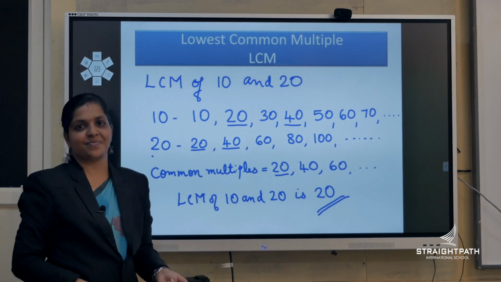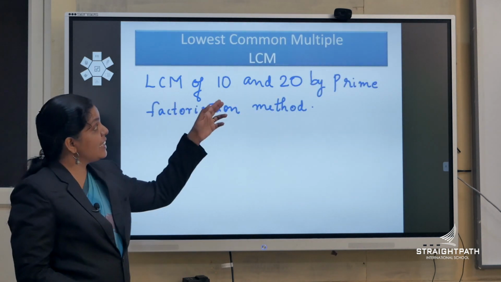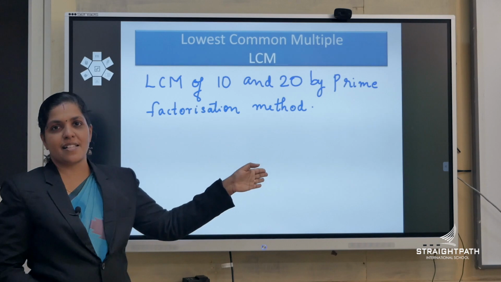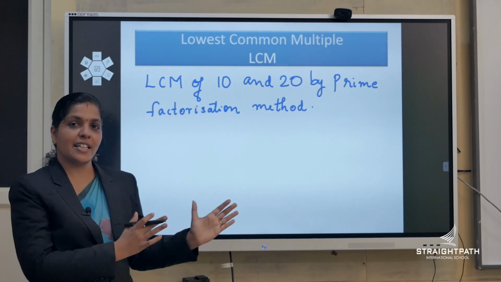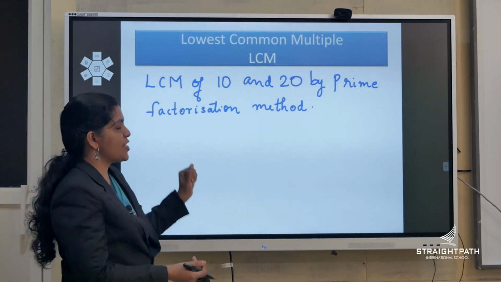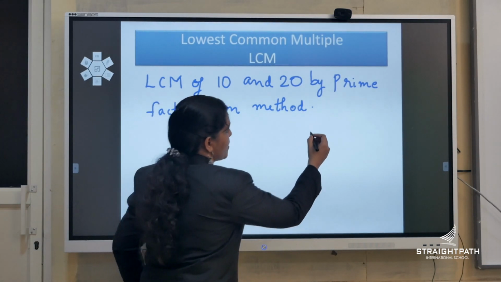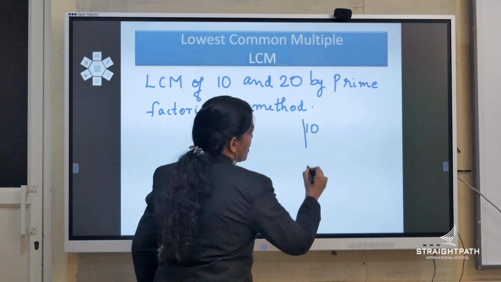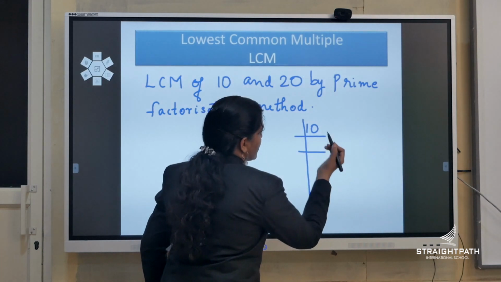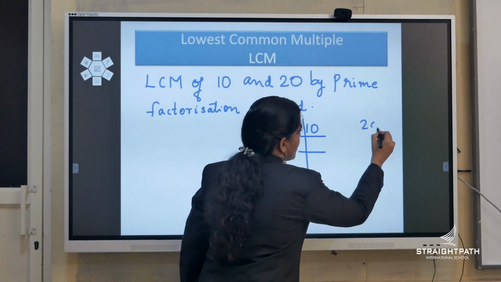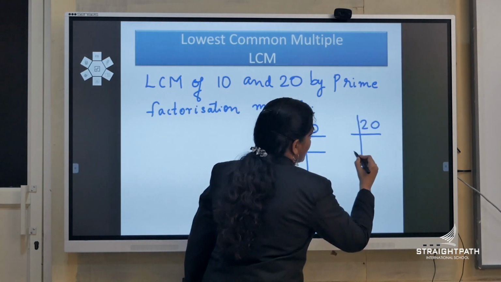Finished. Okay. To find the LCM, we have one more method, that is what is called the prime factorization method. Same procedure as we did in the case of HCF itself. So, first we will find out the prime factors of 10 and 20. So, this time we will choose which one? We will choose the division method. Last time we used the factor tree method, so this time we will use the division method.